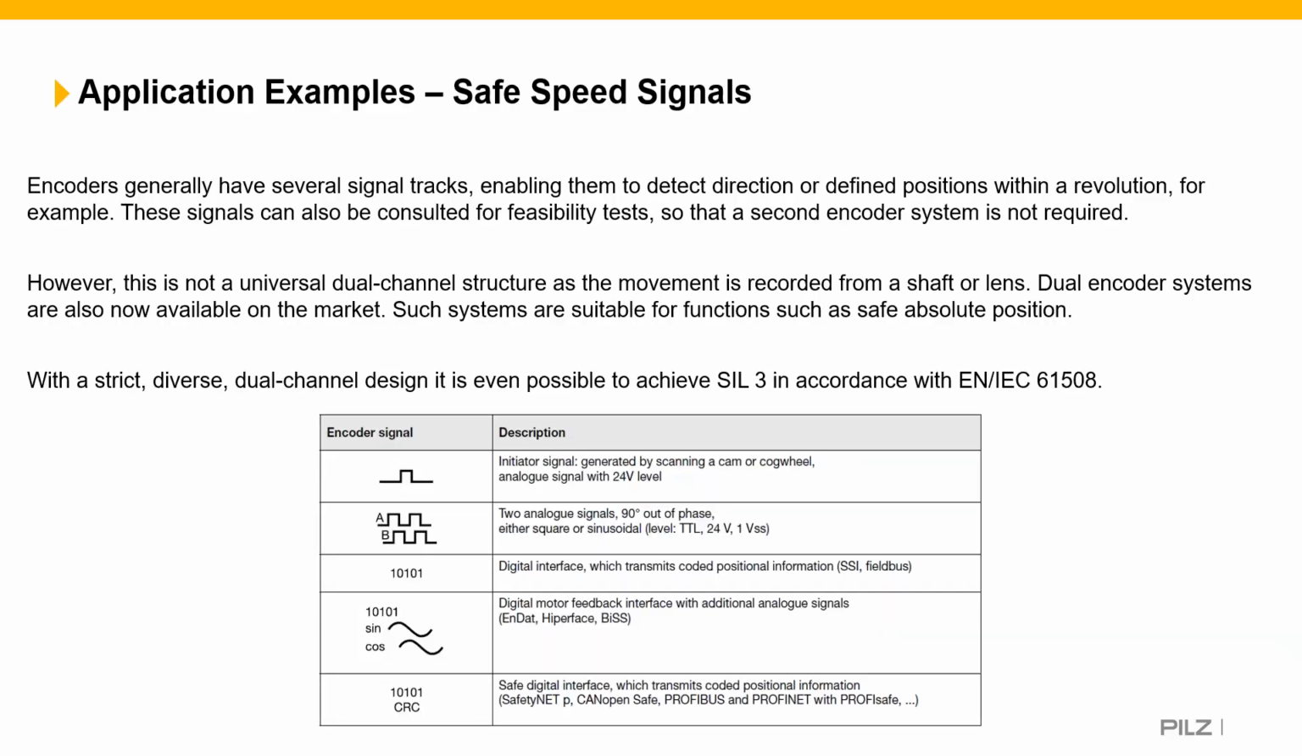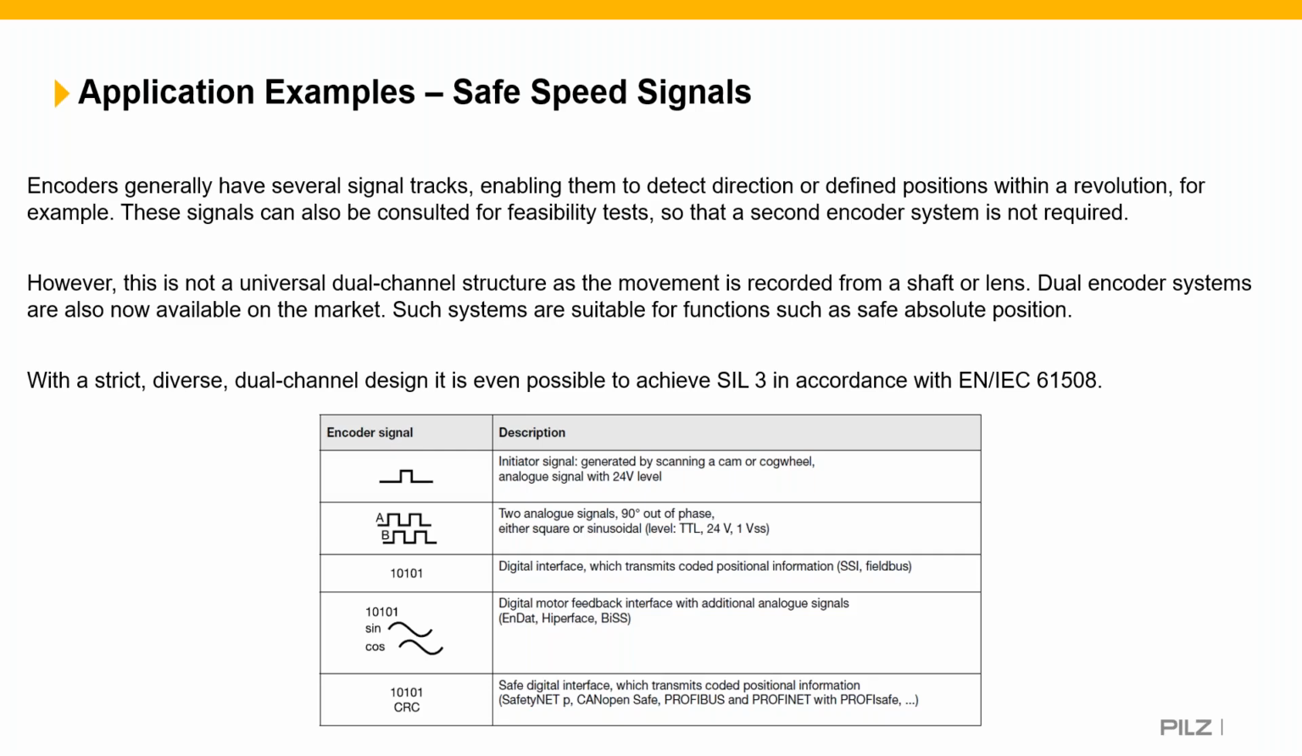So back on track. With safe speed signals, we start to look at the sensors that are used. Now, there are tons and tons of different types of encoders out there, proximities and the like. And there's an example there of the different types of encoder signal and how they're used and how they can actually be used to achieve ultimately a higher level of safety in most cases.